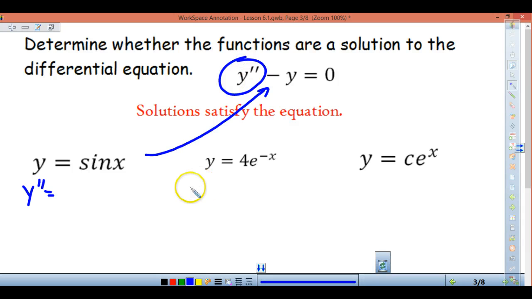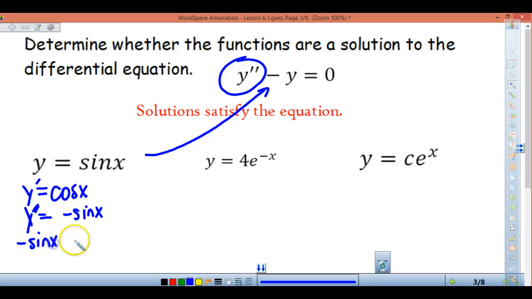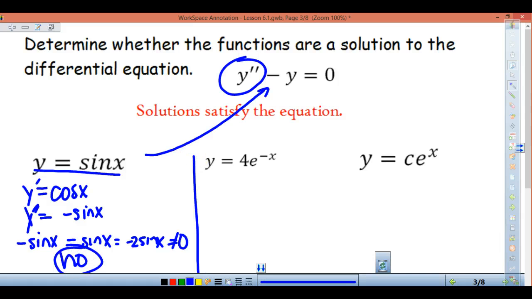So anyway, the first derivative of sine would be cosine. The second derivative would be negative sine. So I want to check to see, is the second derivative minus the original equal to 0. So the second derivative minus the original, because that's y equals sine of x, is equal to negative 2 sine of x, which is not equal to 0. So no, this one is not a solution to that differential equation.